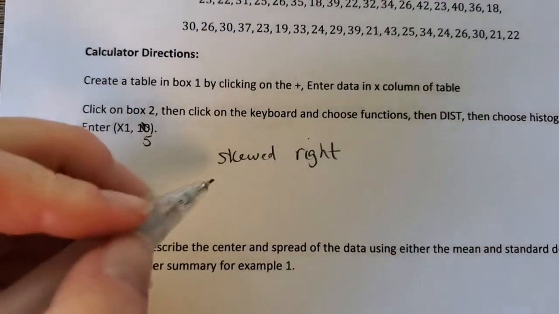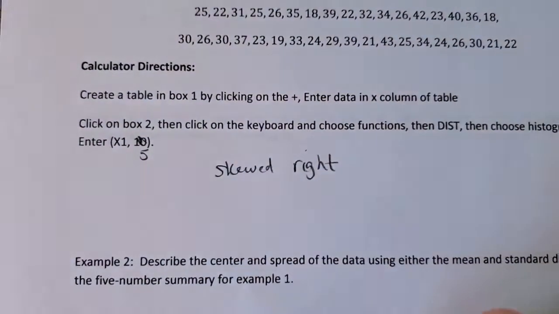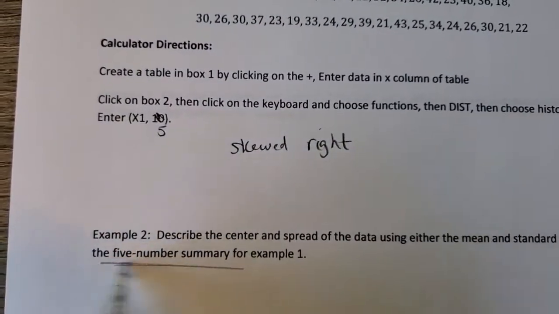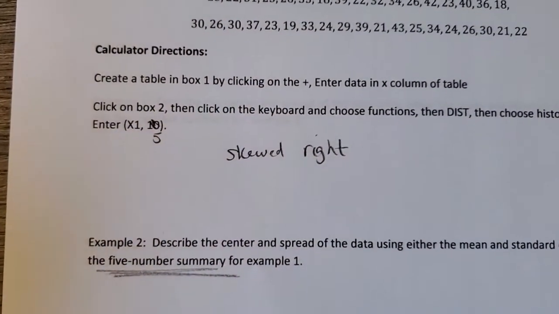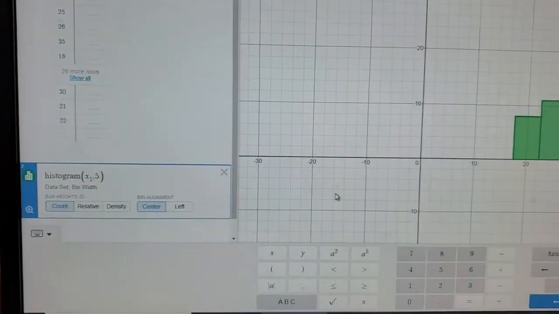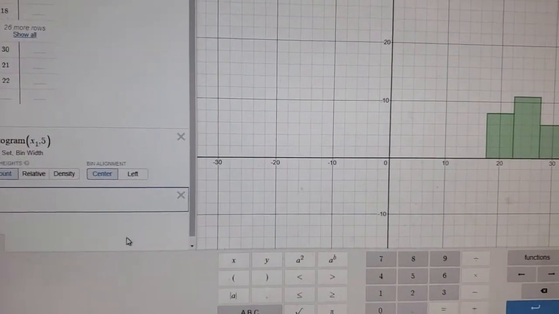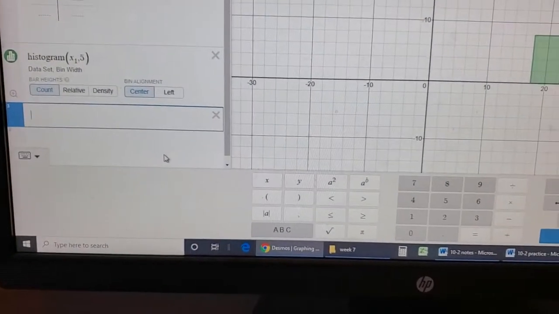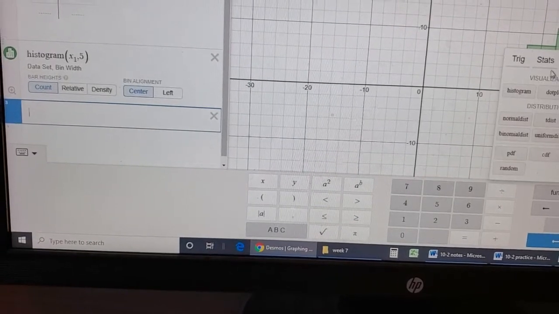Describe the center and spread of the data using mean or standard deviation or the 5-number summary. Since it's skewed, we use a 5-number summary. So going back up to our screen, we're going to do what we did on the lesson from Tuesday. 5-number summary. So first we need to go to functions. We need to go to stats.